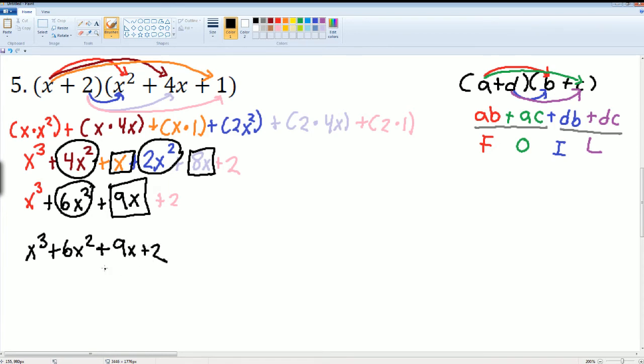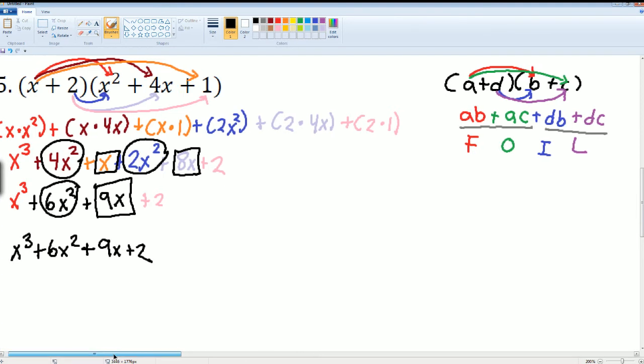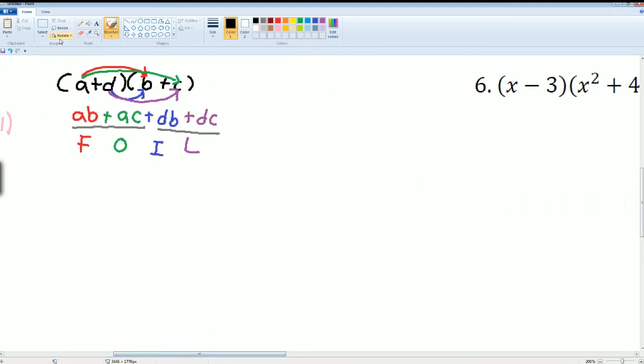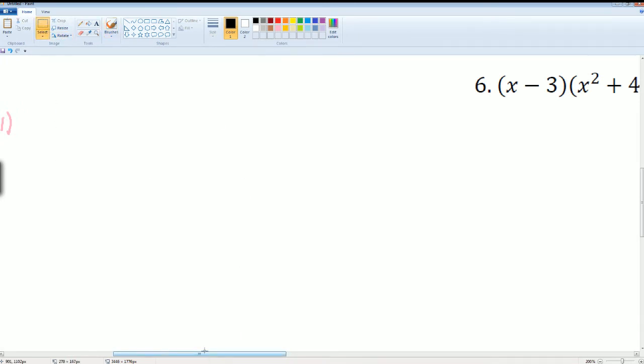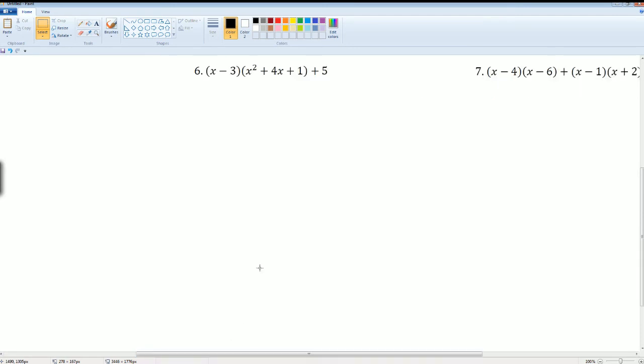That's your final answer. Okay, so again, notice I'm just distributing the first term, then distributing the second term. It's just a long process. And here, it was bigger, so I had to combine more like terms. Okay, just be very careful. The FOIL method, useless now. Okay. All right, let's do this one.